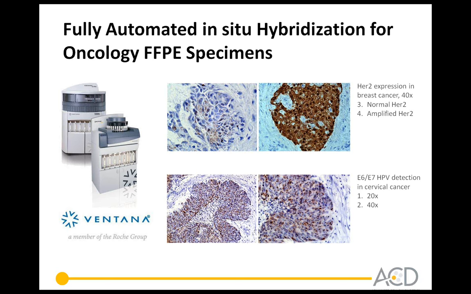The assay can be run in a manual format, or it's been fully automated on the Ventana Discovery Ultra or Discovery XT instrumentation system. With these systems, you can fully automate the assay. Here's two examples showing HER2 expression in breast cancer in either a normal or amplified state, or our E6/E7 high-risk HPV assay for detection. This case is showing in cervical tissue.